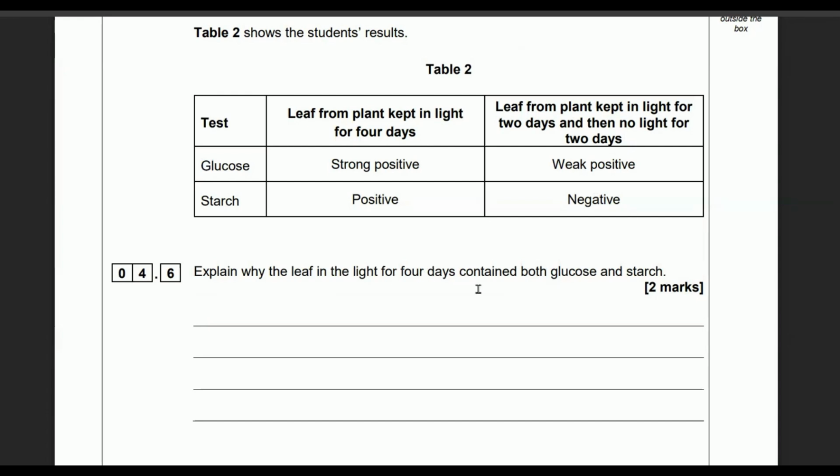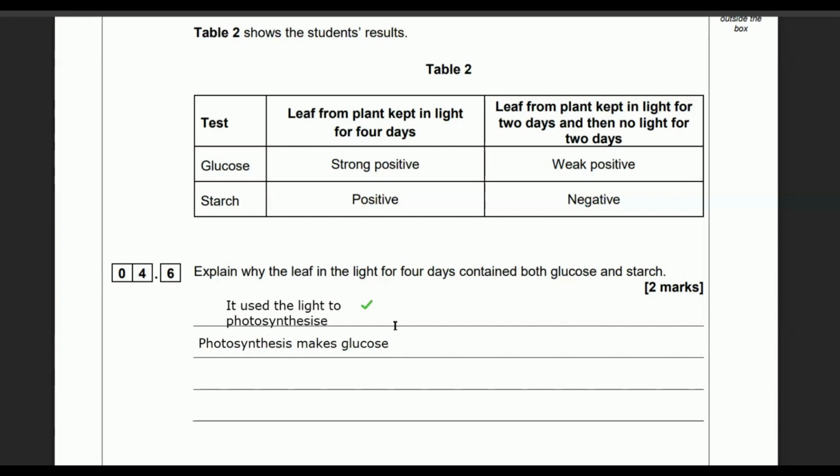Explain why the leaf in the light for 4 days contained both glucose and starch. So what we want to say here is it used the light to photosynthesize, and that will get us a mark, right? It's using the light for photosynthesis. What does photosynthesis make? Photosynthesis makes glucose, makes sugar, right? So we're going to get a mark for that.